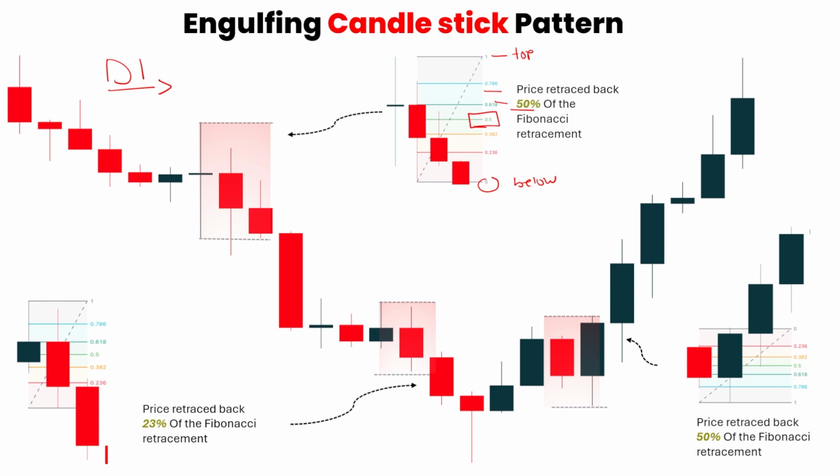You can see the market after making this, it dropped. After making this, it dropped. But here, the market just retraced back to the 23%. That is the focus that I said before. You must focus on these levels. So let's look at this one here. You can see that we have a bearish candlestick and then a bullish candlestick.